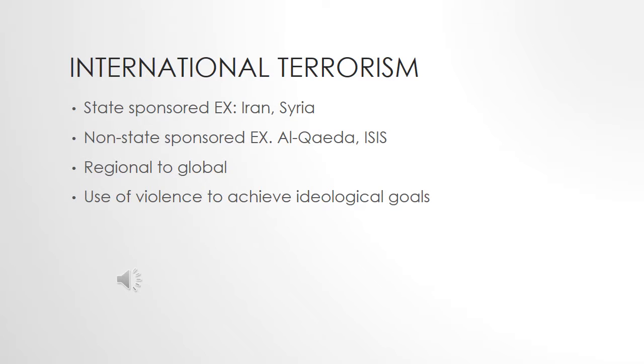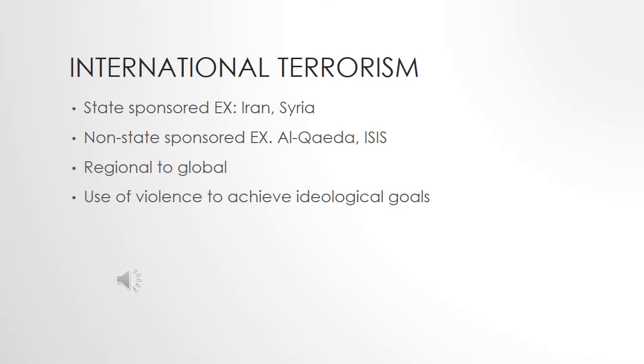Okay, next we have international terrorism. International terrorism can be considered state-sponsored or non-state sponsored. For example, Iran and Syria have both been known to be sponsors of terrorist groups, which means they provide them with material support, weapons, training, and money in order to carry out terrorist attacks.